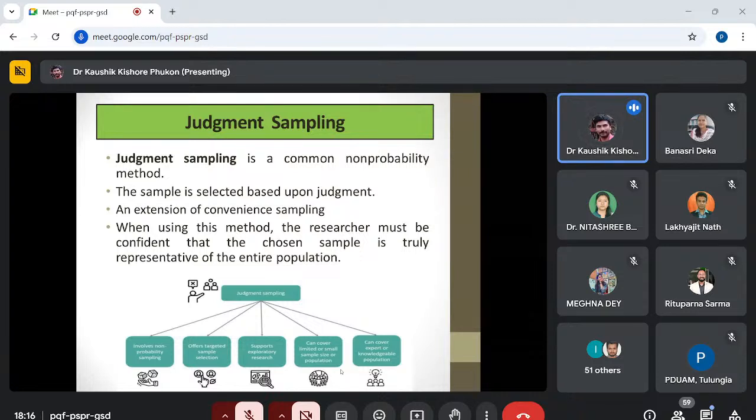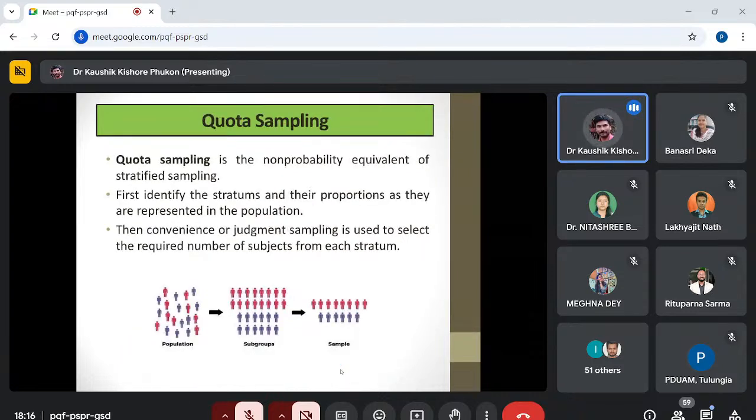Then next, the quota sampling. So what is quota sampling? Definitely, it's a non-probability sampling. First, identify the strata and their properties as they are represented in the population. But first, what you have to do, you have to divide the population into strata. As it is written here, it is the non-probability equivalent of stratified sampling.